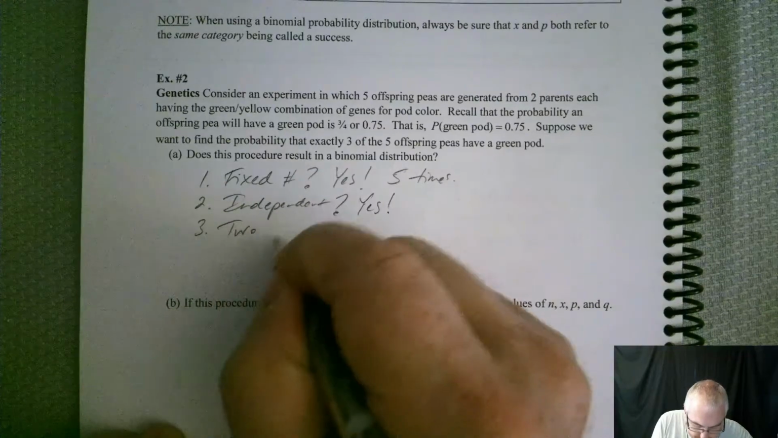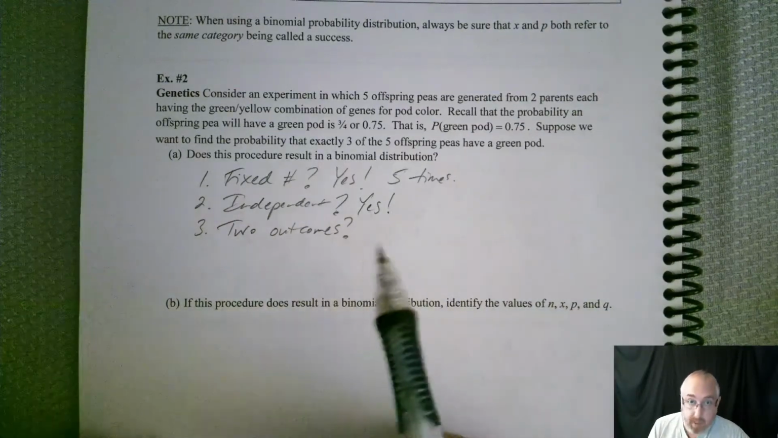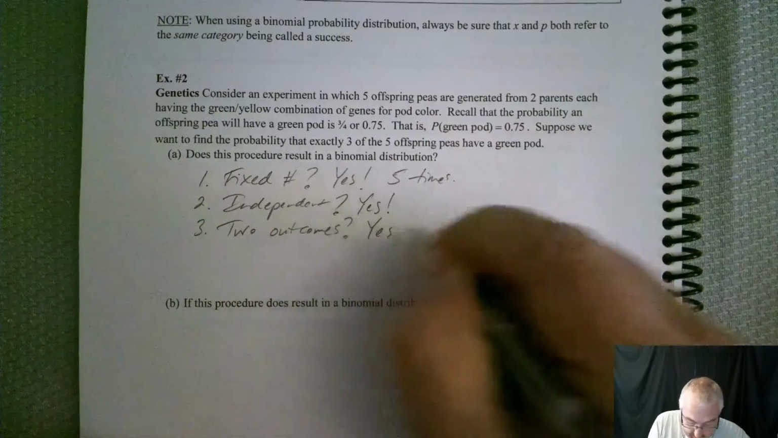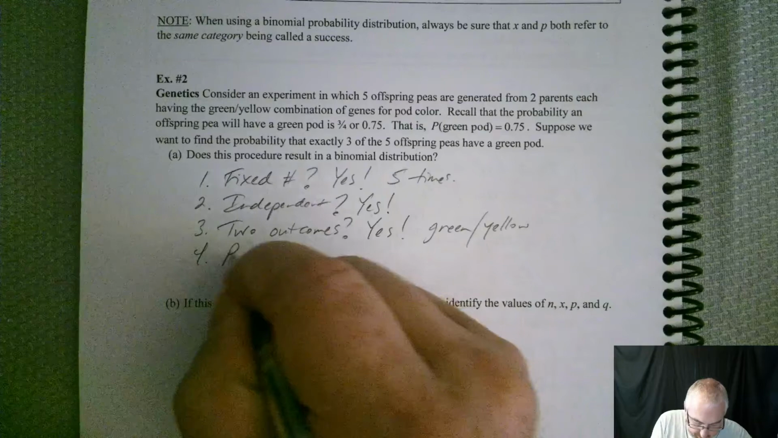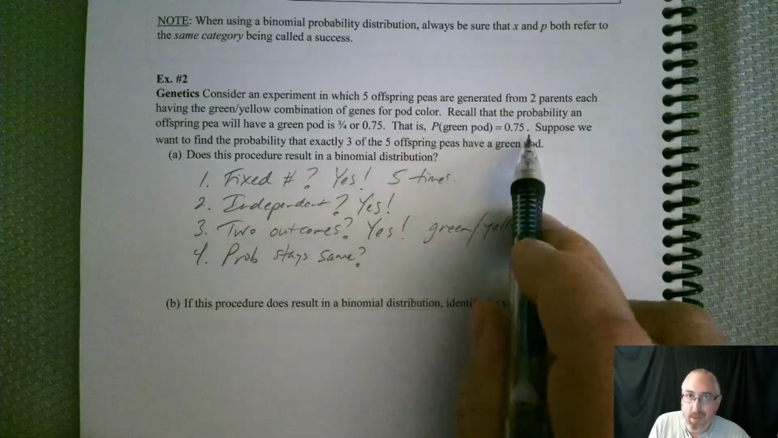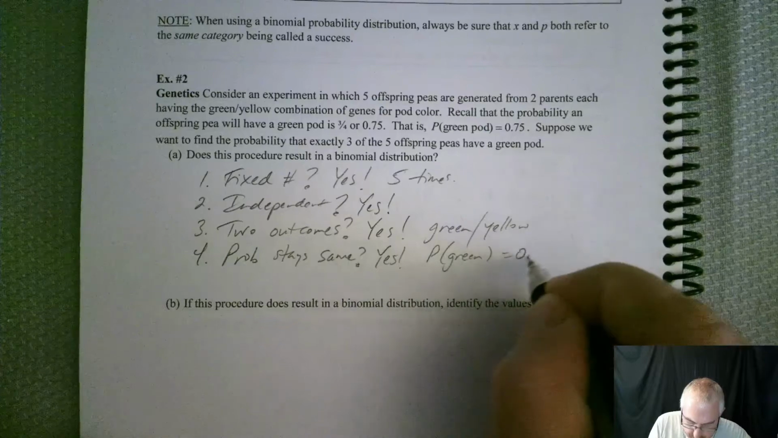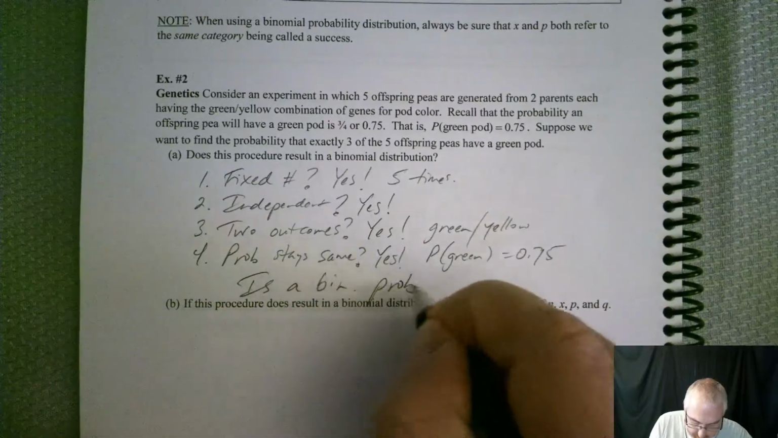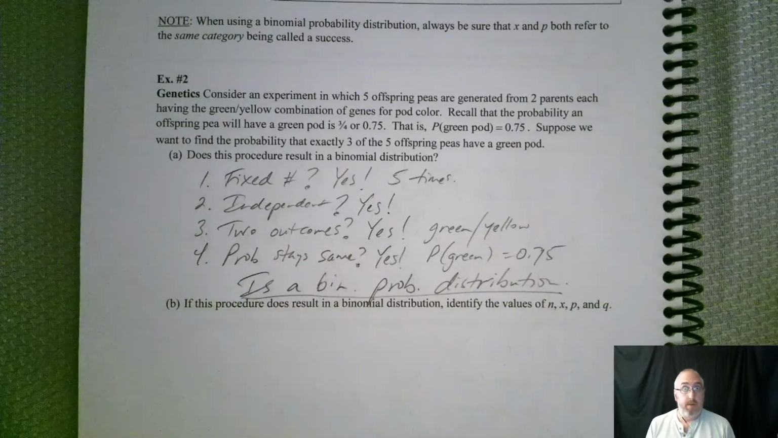3, 2 outcomes. Well, they're looking at color. And the only colors that we can possibly get are green or yellow. And that's it. So yes. And then 4, probability stays the same. And we already said before, the probability of a green pod is always 0.75. So that's a yes. And so this is a binomial probability distribution. Okay. So we've checked that.